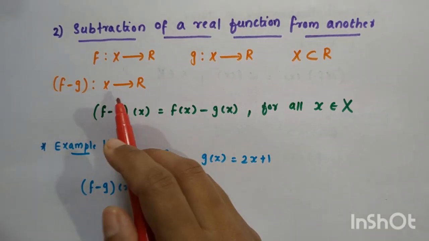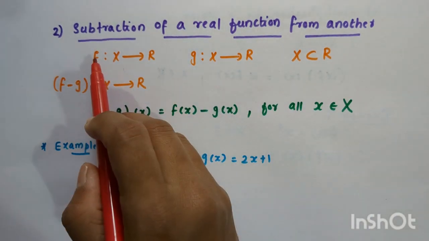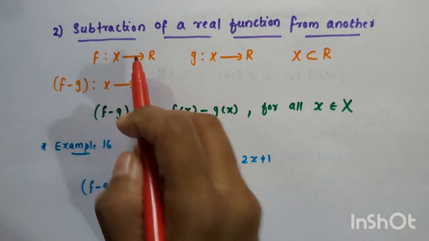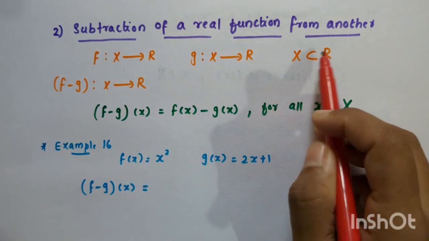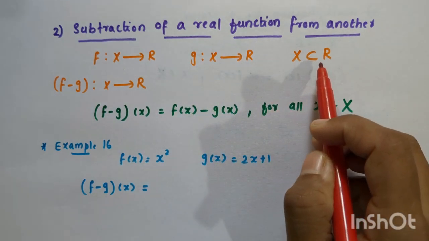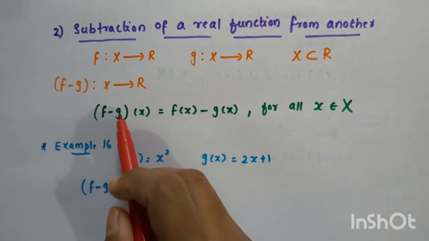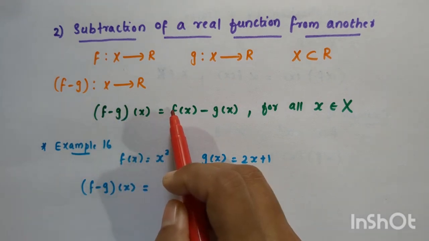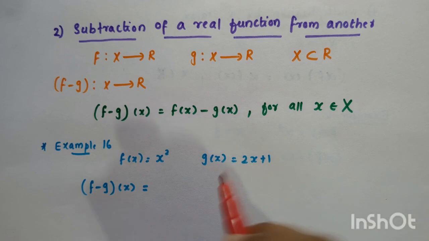Now, the second one is subtraction of a real function from another. So, let f be a function from X to R, g be a function from X to R, where X is a subset of the real number set. Then, we define f minus g, which is the subtraction of two real functions from X to R, by f minus g of x equals f of x minus g of x for all x belonging to X.